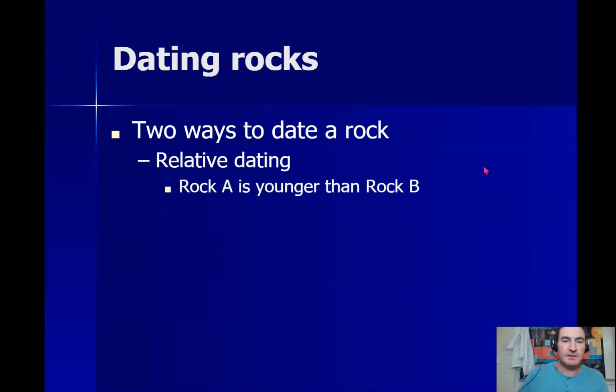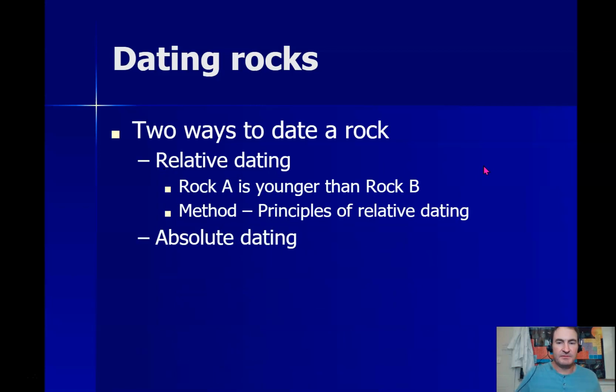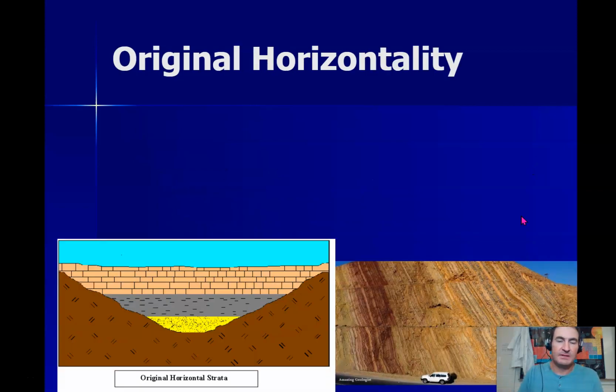And then the other type of dating rocks is absolute dating, and that's where we actually do radiometric dating with radioisotopes, and we do some calculations. There's a lot of sophisticated math in that, and it allows us to put actual dates onto rocks. So we're going to look at some laws or principles today to better understand how scientists do relative dating.